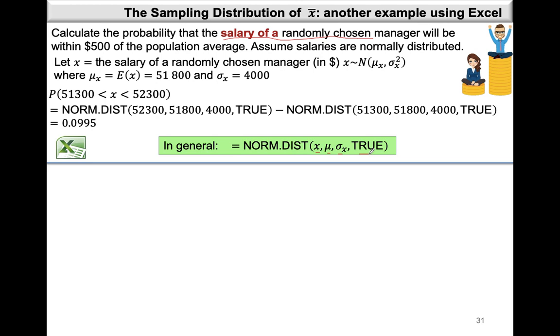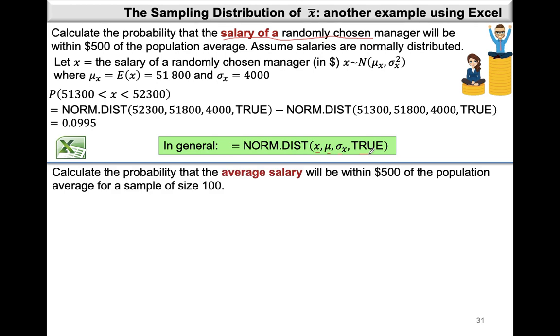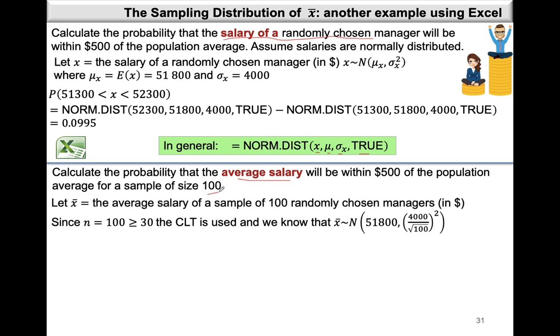Now let's calculate the probability that the average salary will be within $500 of the population average for a sample of size 100. So now we're interested in the average salary. So that means we're looking at X bar, and it needs to be within $500 of the population average, and the population average remains the same. And we have a sample of size 100. So the first thing is to define X bar. So this is the average salary of a sample of 100 randomly chosen managers. And we can clearly see that our sample size is very large, it's 100, so it's at least 30.